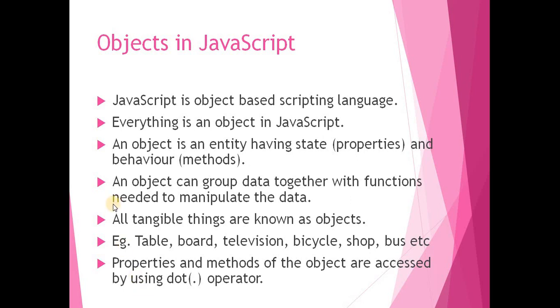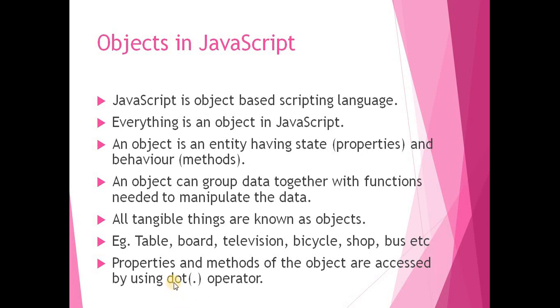Okay, next point. All tangible things are known as objects. Again, this statement can be asked for fill in the blanks or true or false. So any tangible thing that you can think of is an object. So here are some examples: table, board, television, bicycle, shop, bus, etc. So again, any tangible thing you can think of will become your object in JavaScript.